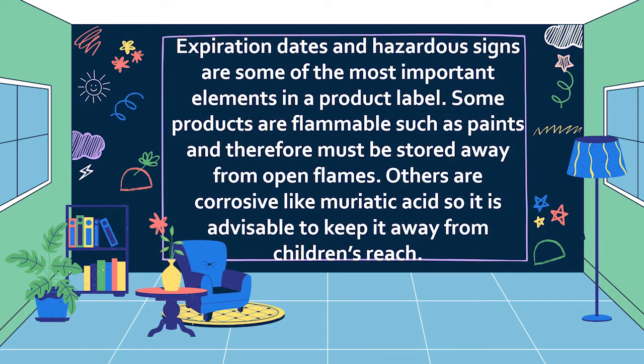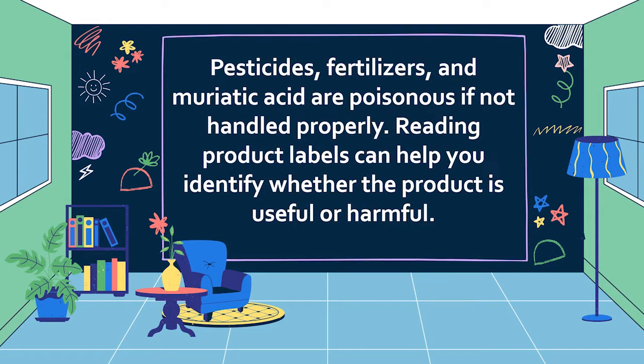Expiration dates and hazardous signs are some of the most important elements in a product label. Some products are flammable, such as paints, and therefore must be stored away from open flames. Others are corrosive, like muriatic acid, so it is advisable to keep it away from children's reach. Pesticides, fertilizers, and muriatic acid are poisonous if not handled properly.